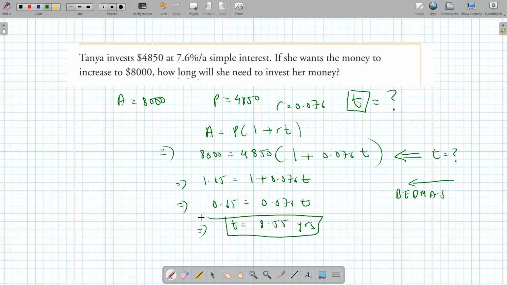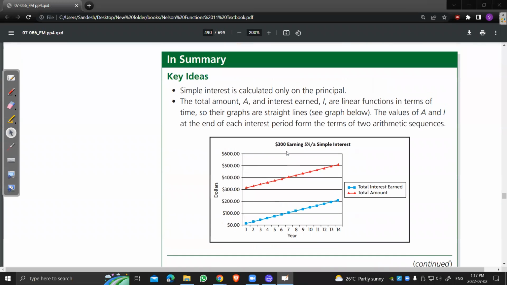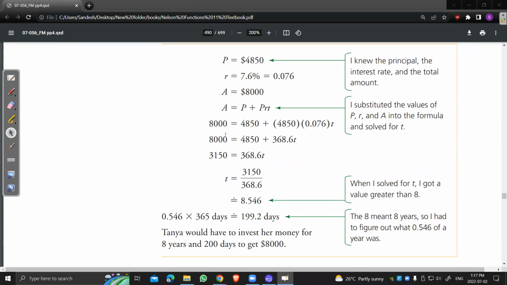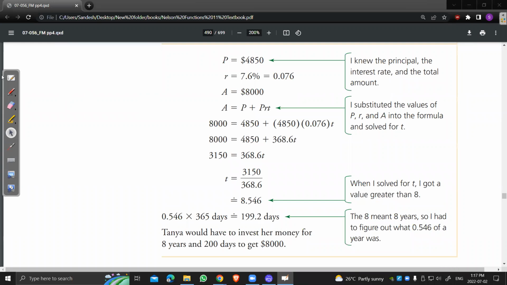Sometimes R would be missing, T would be missing, or P would be missing. As long as you have the other 3, you can get the 4th one. There are only 4 variables in this. As long as you have the other 3, you can get the last one by turning it into an equation. Something didn't work out. Let's see. Oh no, it did. 8 years and 200 days.